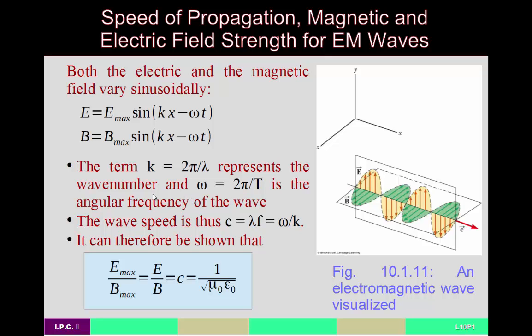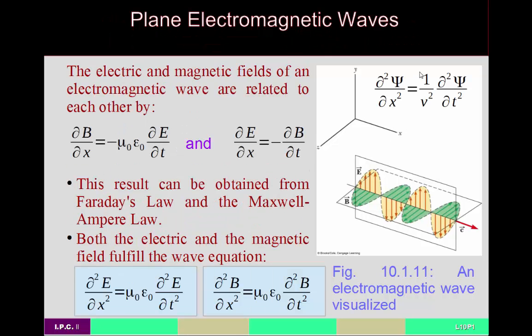And looking back at the previous slide, you see that the wave equation goes like d squared of the wave function by dx squared is 1 over v squared times d squared of the wave function by dt squared. In other words, the second derivative of the wave function with respect to x is equal to 1 over v squared times the second derivative of the wave function with respect to t.